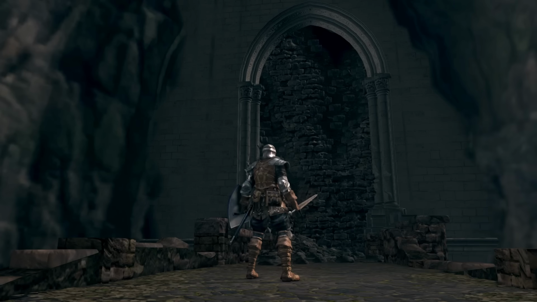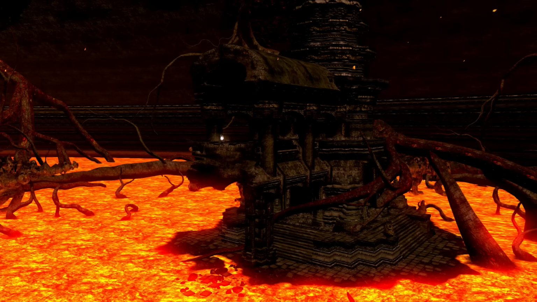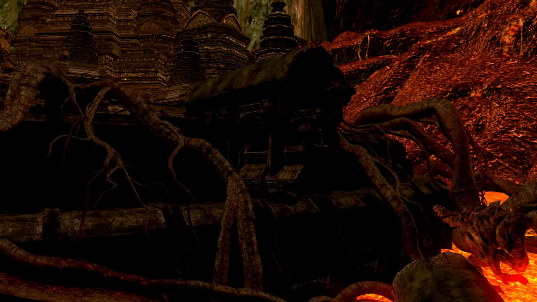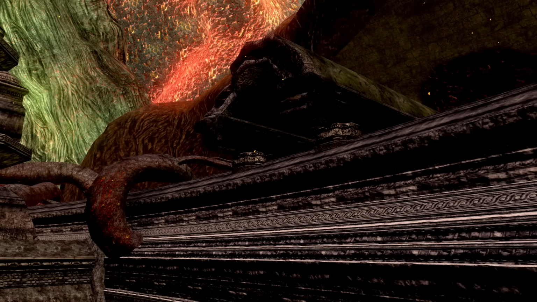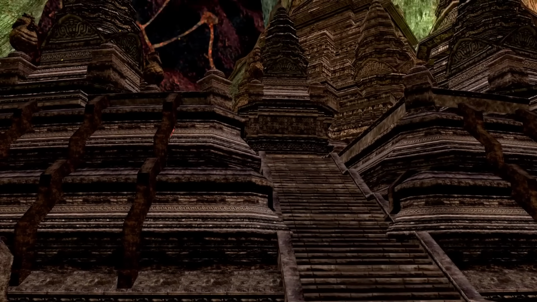Now, unfortunately, unlike the blocked off path in Sen's Fortress, which gives us a pretty clear indication of how it could have led into Anor Londo, this blocked off path doesn't tell us much. There's nothing directly behind it. We do see other collapsed walkways and other parts of Izalith that are inaccessible. So I do think it's still fair to say that this was a former entrance to Izalith. It's just less direct about how it could have led inside.